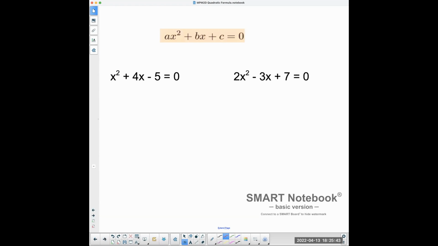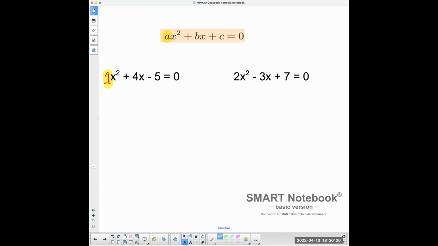So let's look at a couple of scenarios. Here you're given x squared plus 4x minus 5 equal to 0. What's the value of a, b, and c? Because if you cannot identify that correctly, you're not going to be able to get the right answers using the quadratic formula. The a value is the number that's in front of x squared. So for the first example here, there is nothing in front of x squared. Well, that's wrong. There's actually an invisible 1 in front of the x squared. So the a value is equal to 1.